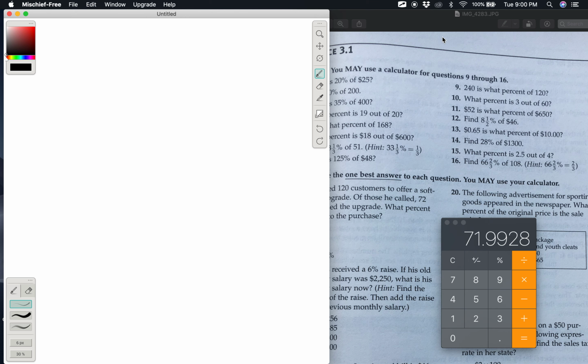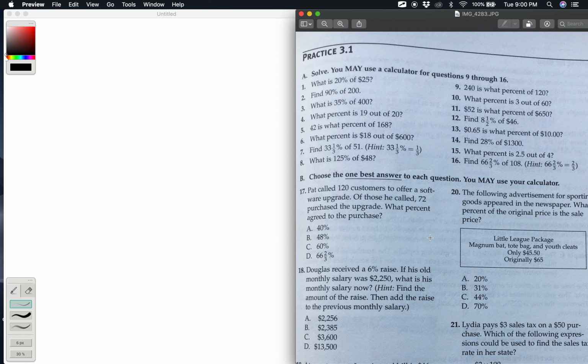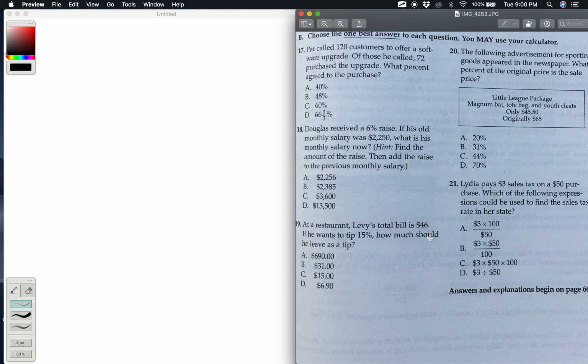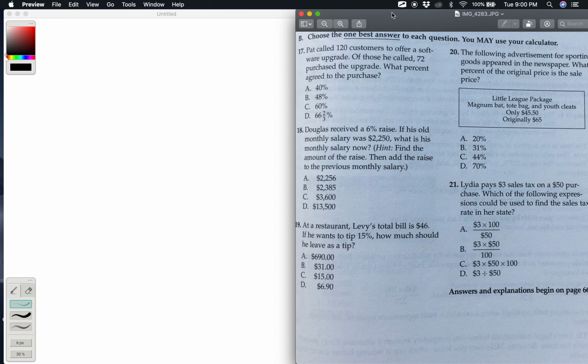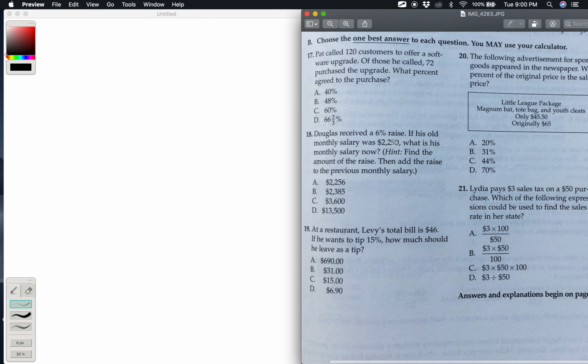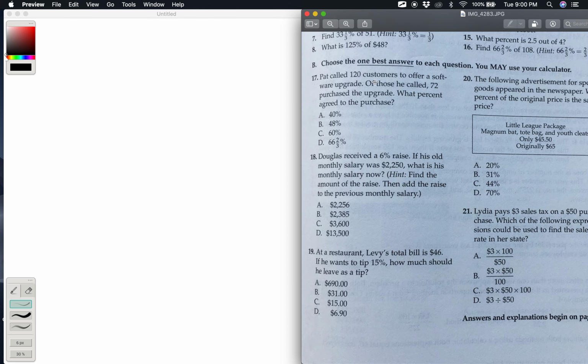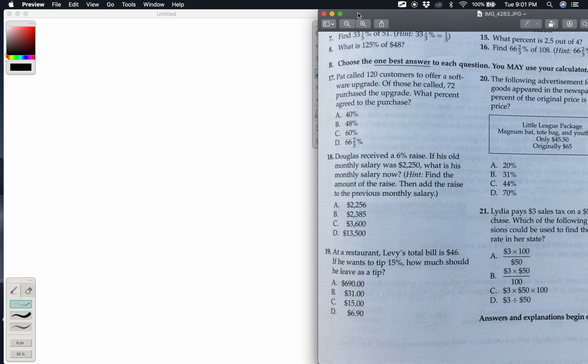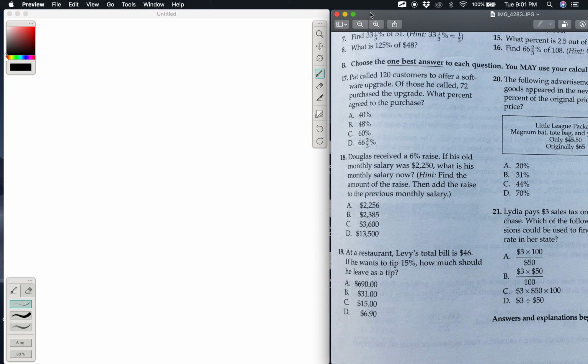Now we have the story problems, which are all pretty much exactly the same as everything we have been doing, but I'll go through them anyways. Okay, so Pat called 120 customers to offer a software upgrade. Out of those he called, 72 purchased the upgrade. What percent agreed to the purchase?